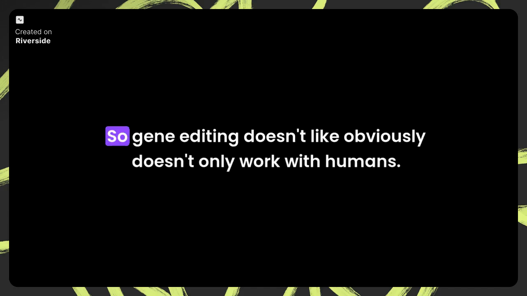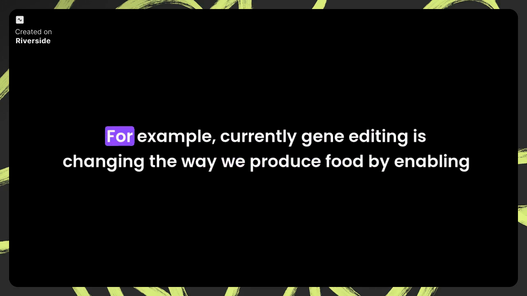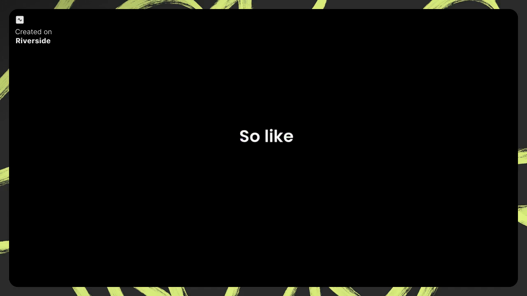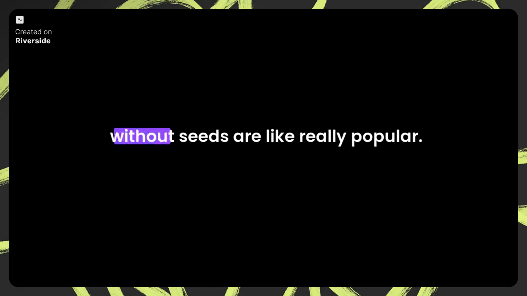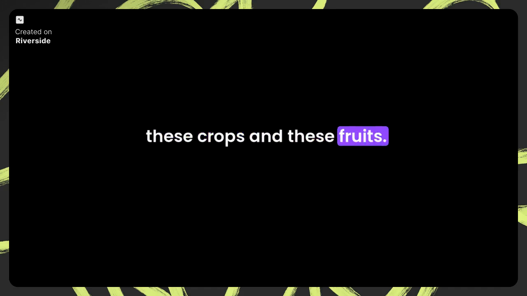So gene editing obviously doesn't only work with humans, so it can also be used in agriculture and crop development. For example, currently gene editing is changing the way we produce food by enabling precise modifications to plants, which can improve yield, disease resistance, and nutritional content. A few years ago, square watermelons or watermelons without seeds were really popular. I mean, that's all gene editing. That's modifying the genes of these crops and these fruits.